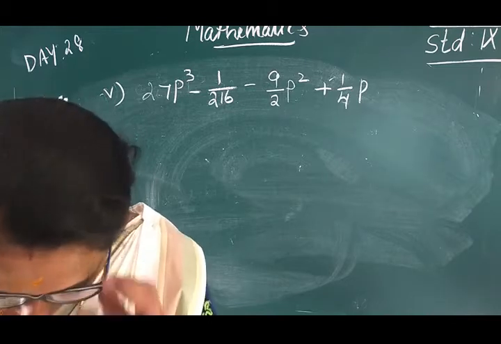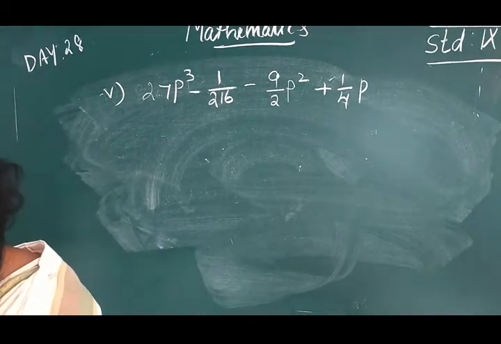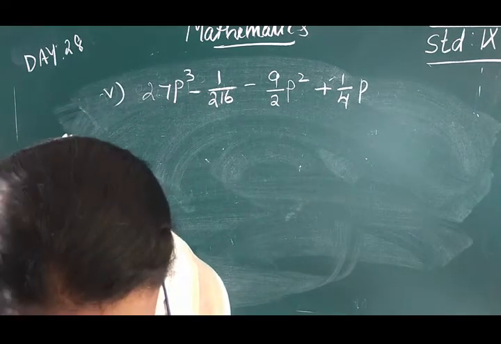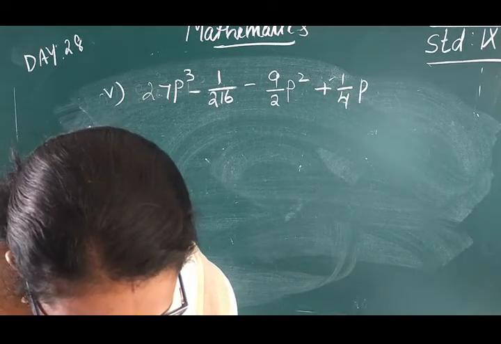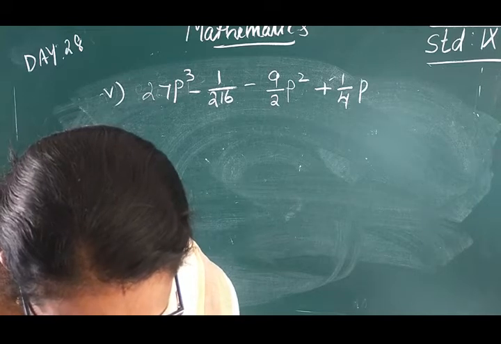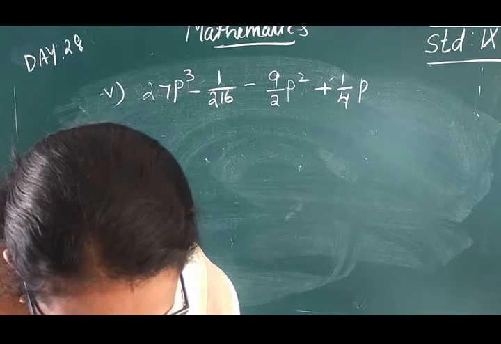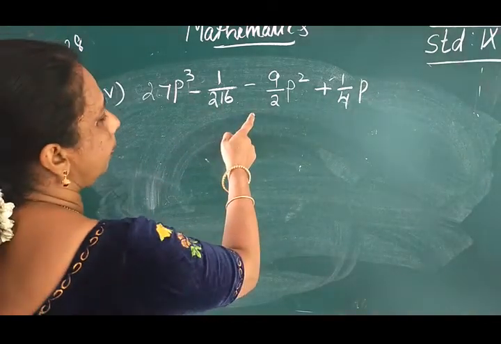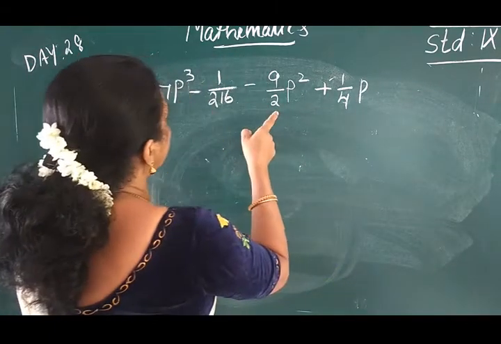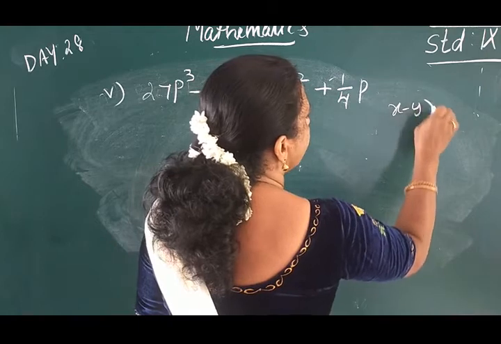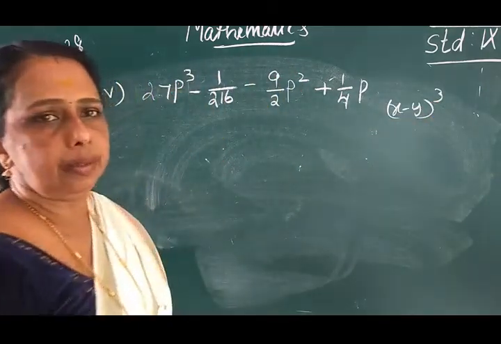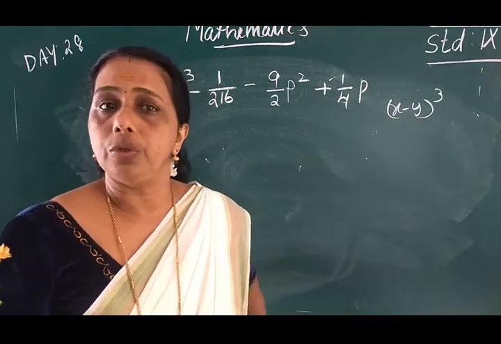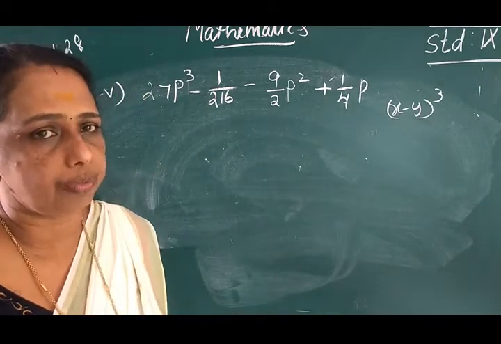The question is 27p cube minus 1 by 216 minus 9 by 2 p square plus 1 by 4 p. Which identity are we using here? Two terms are negative, so it is x minus y the whole cube. You know its expansion. You have to write the identity on the right hand side of the problem that you have used.